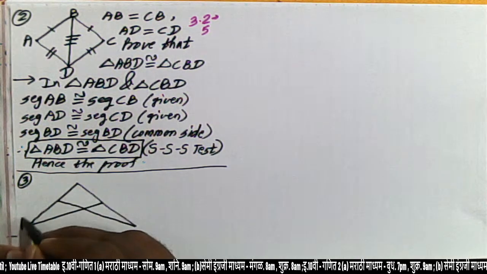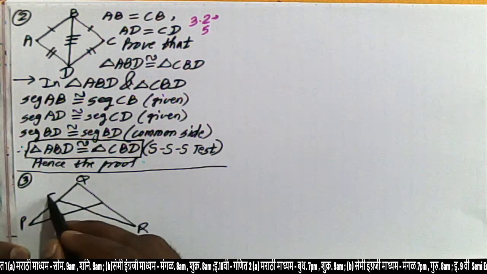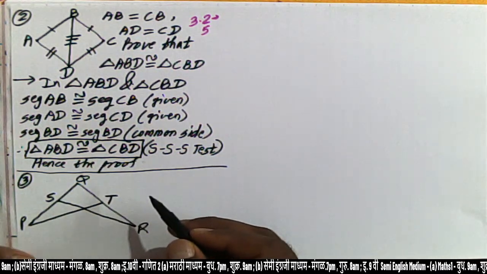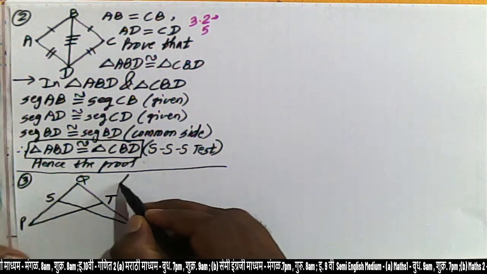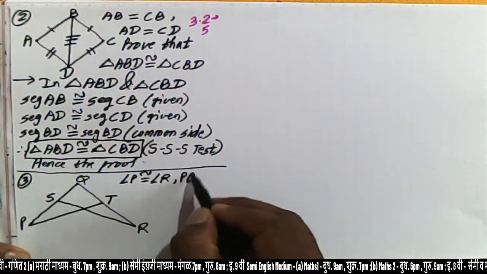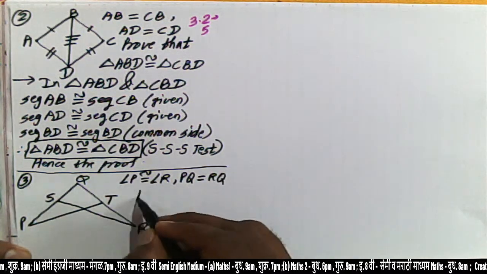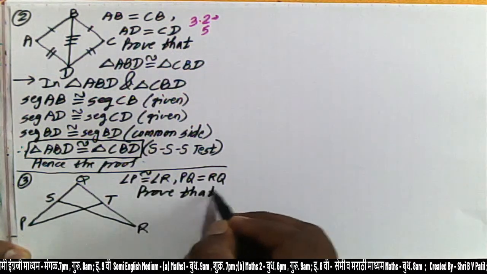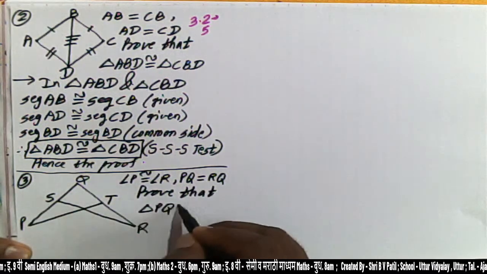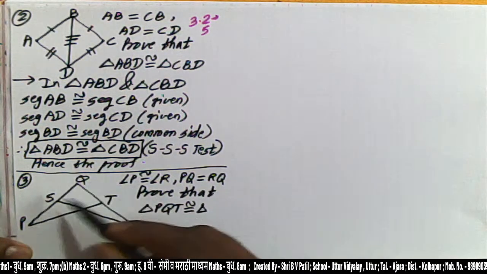Here P, Q, R, S and T. Angle P congruent angle R is given. Segment PQ congruent segment RQ is given. Prove that triangle PQT is congruent to triangle RQS.